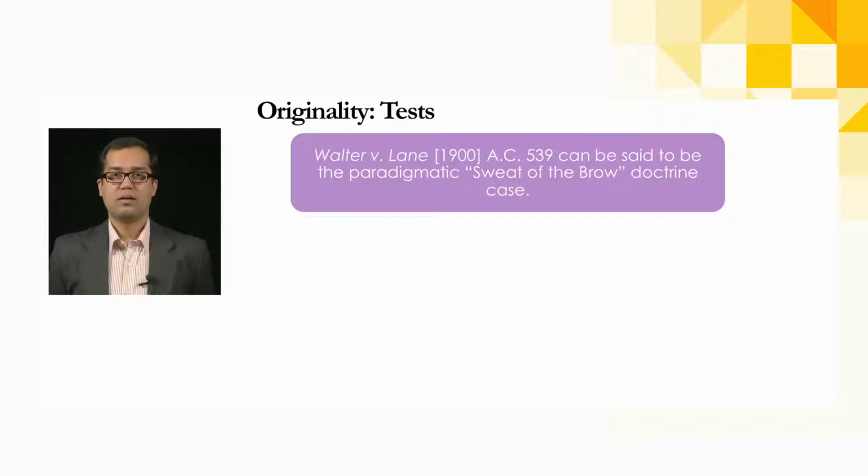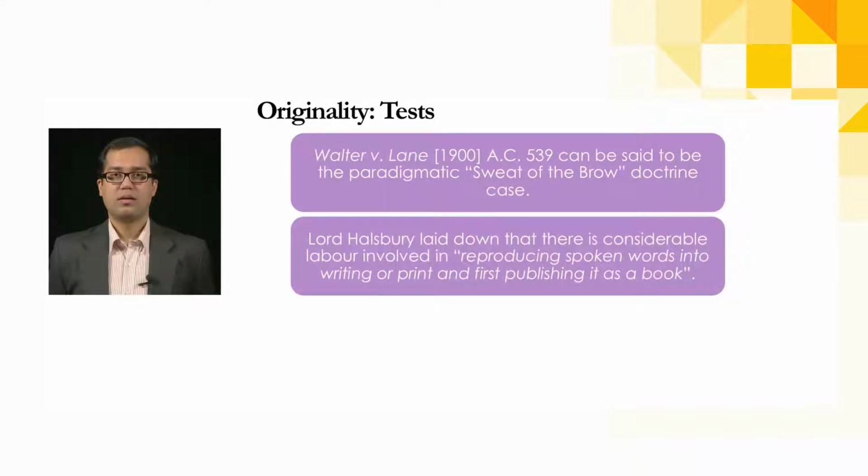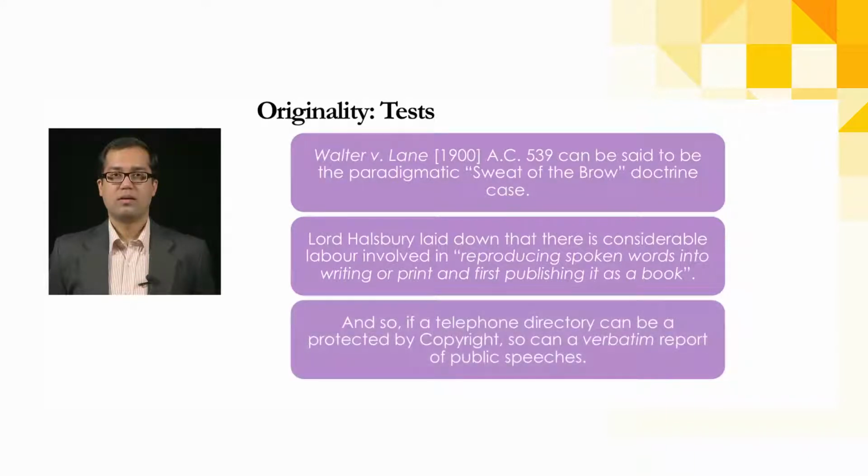In this case, several public speeches were reported in the Times newspaper at various occasions. Later, the defendant published a book containing all these speeches and short notes on them. It was also admitted by the defendants that these speeches were taken from the reports in the Times. The Times sued for copyright infringement of the speeches they published. Lord Halsbury laid down that there is considerable labor involved in reproducing spoken words into writing or print and first publishing it as a book. And so, if a telephone directory can be protected by copyright, so can a verbatim report of public speeches.